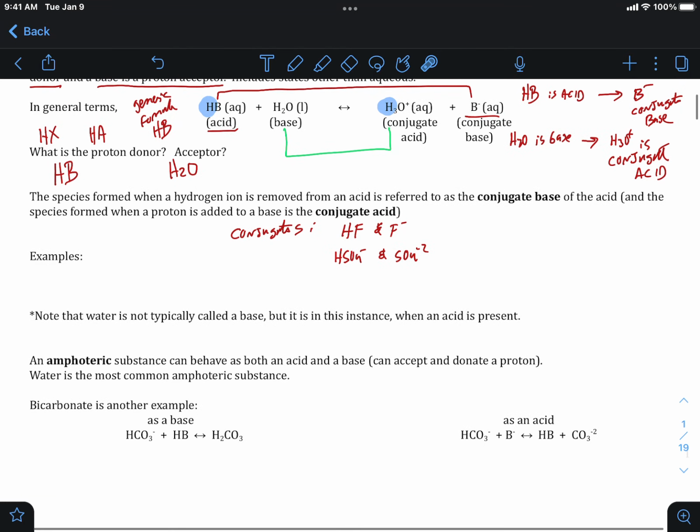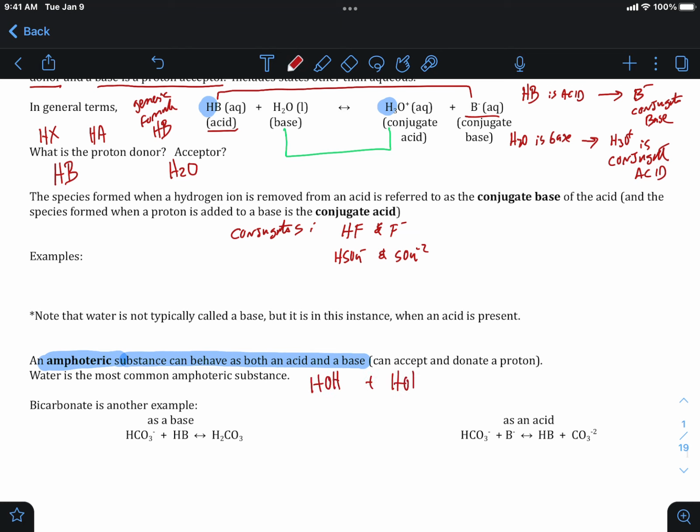Okay, so new term, amphoteric. This is when a substance can behave both as an acid and a base. What do I mean by behave as an acid and base? I mean that it can either donate or receive a proton. Right? Water is the most common amphoteric substance. H2O plus H2O. Actually, I'm going to rewrite it this way. Let's write it in acid-friendly language. HOH plus HOH will form on its own H3O plus and OH minus.